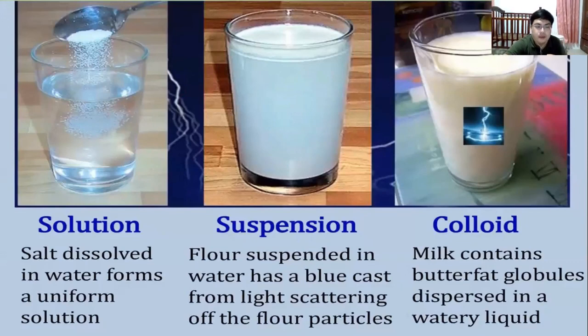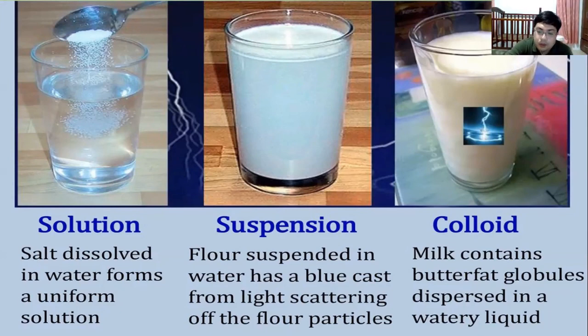So to sum up the differences between the solution, the suspension, and the colloids: for solutions, an example here would be salt dissolving in water and forming a uniform solution, meaning the salt is the one to be dissolved. That would be what we call a solute. Then the solvent would be the one that dissolves the solute, right? For suspension, an example here would be flour. Flour is suspended in the water, has a blue cast from the light scattering of the flour particles, as you can see here. Suspended, again, meaning it doesn't really interact with water. The one that does not dissolve in water is a suspension.